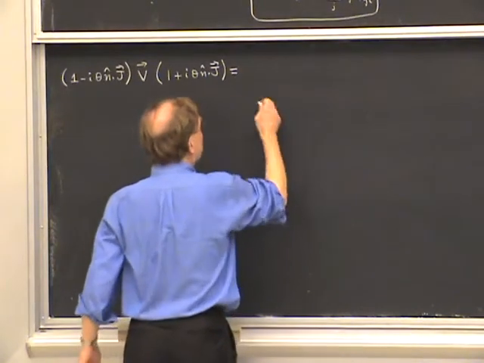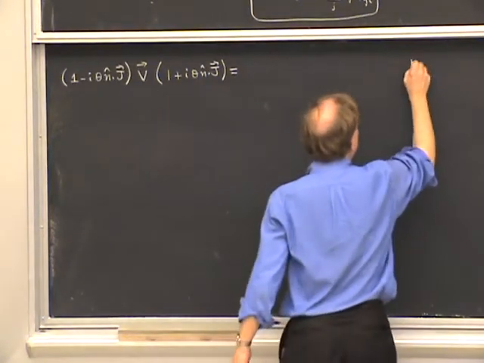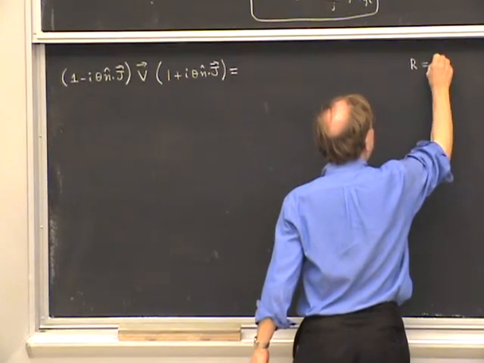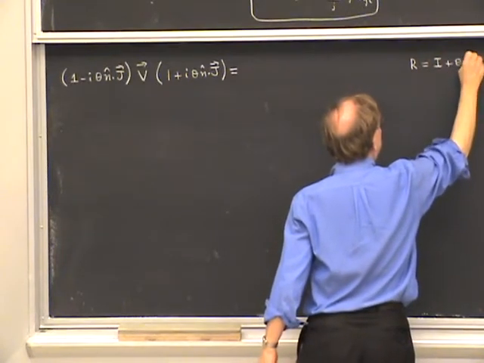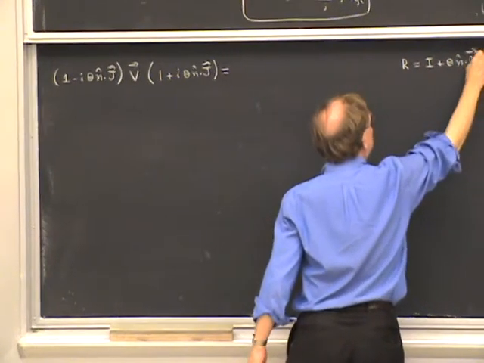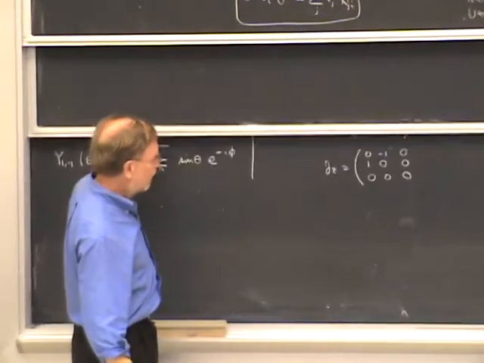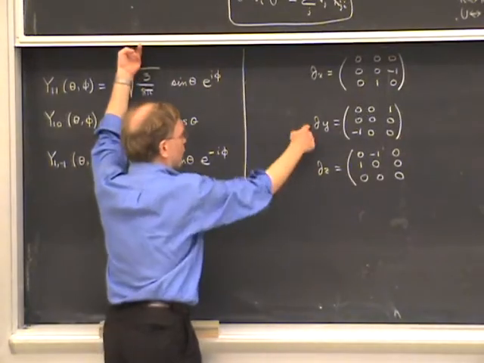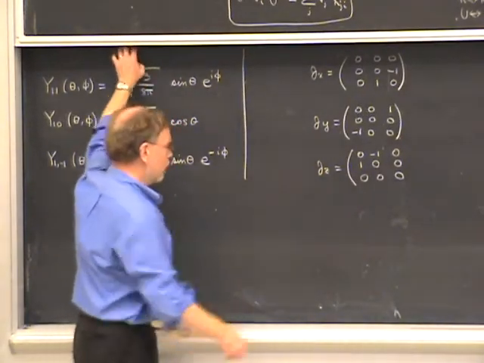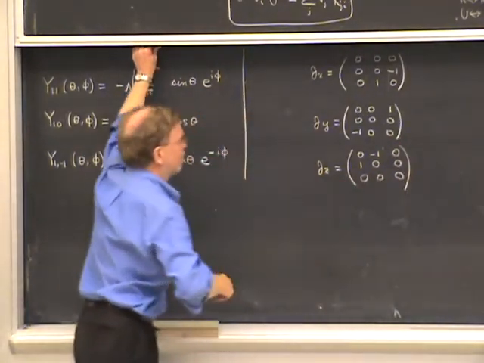I'll remind you, an infinitesimal rotation in axis angle form has the form of identity plus theta times n hat dotted into these script j matrices, which, to remind you, I wrote down here as a summary. Here they are, 1, 2, 3. That's the basis of antisymmetric matrices in three-dimensional space.